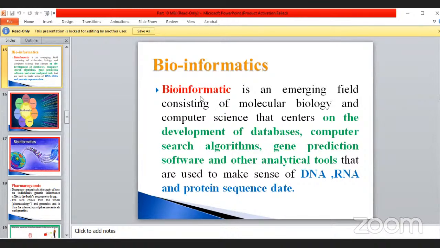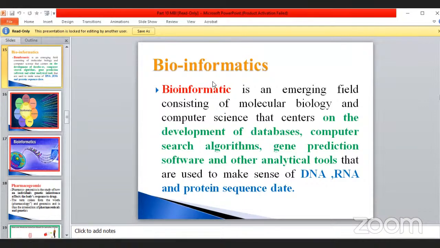Simply, bioinformatics is an emerging field, consisting of molecular biology and computer science, both. It centers on the development of databases, computer search algorithms, gene predictions, software, and other analytic tools that are used to make sense of DNA, RNA, and protein sequence data. This is very, very important. DNA, RNA, and protein molecules are biomolecules. We are collecting the information about the molecules, and that process is called bioinformatics.